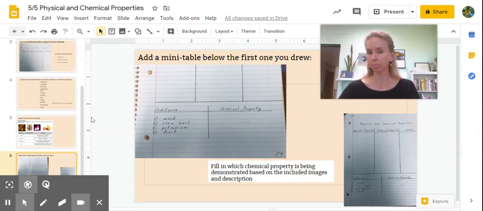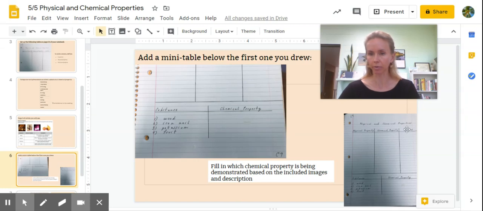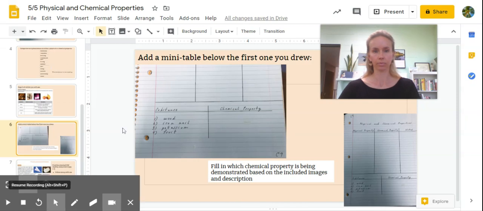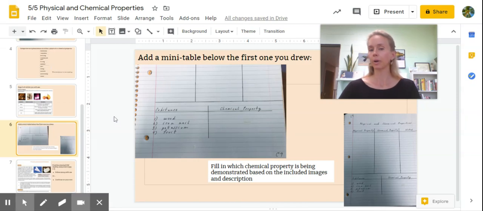your completed page on C9 will actually have the larger table that you just drew at the top, and then this smaller one at the bottom with the four substances. And then this time I'm going to have you guess which chemical property might be occurring there. And again, you'll find that information in the reading.